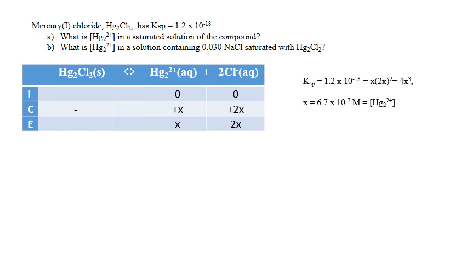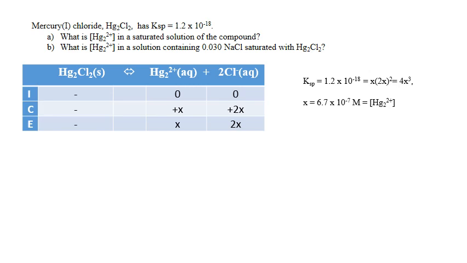Put that into the expression for KSP, and sure enough you get this 4x cubed coming out of it, and it's easy to solve. Take KSP, divide by 4, and take the cube root. And you find that the stuff is not very soluble, okay? So it's 6.7 times 10 to the minus 7 moles per liter solubility for mercury 1 chloride, okay?